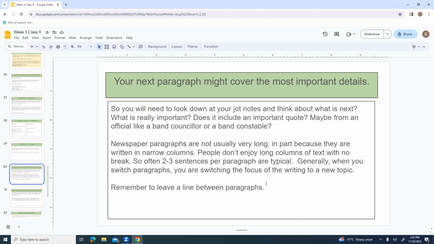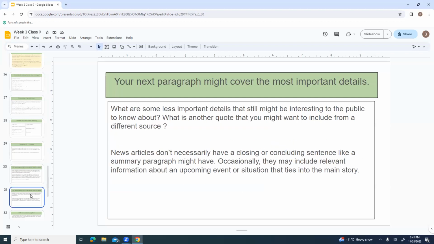And generally when you switch paragraphs, you're switching the focus of the writing to a new topic. So once you've written what you think are the important things, leave a line before you get to the next paragraph. And maybe you've got 2 paragraphs that are full of stuff that you think is important. That's fine too. And then you get down to things that are less important, but that still might be interesting to the public, right? What is another quote that you might want to include from a different source, right?